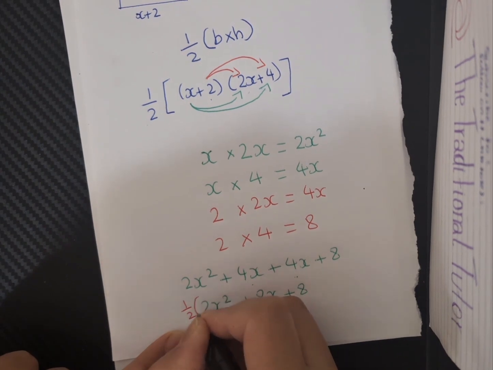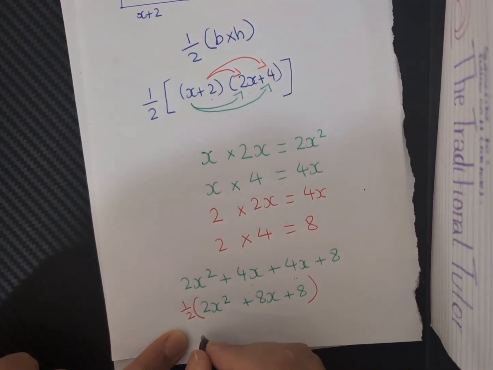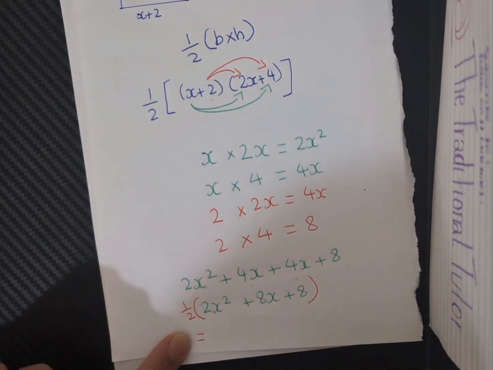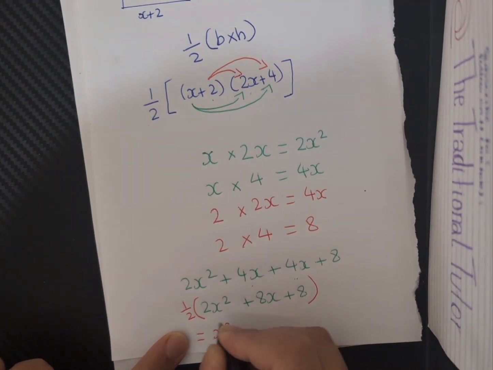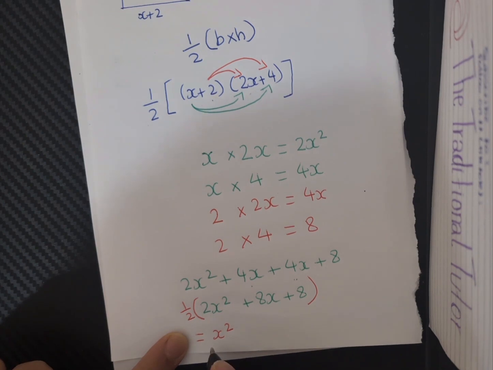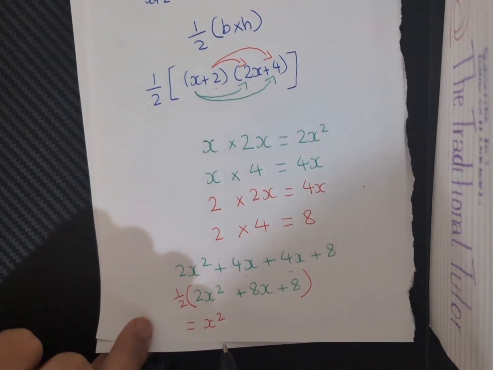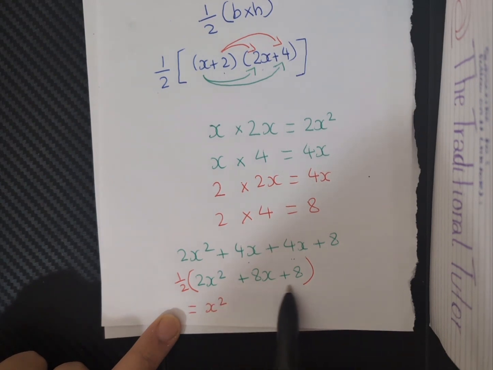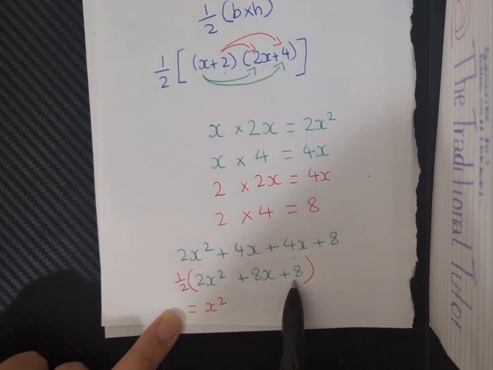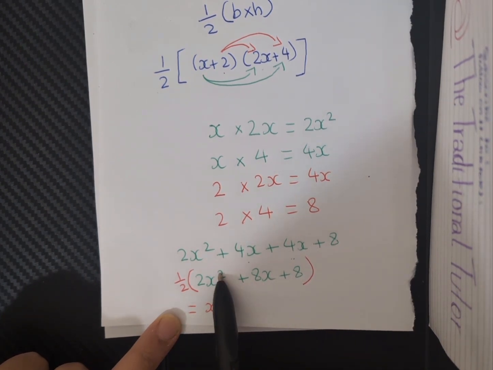So I need to remember to halve all of this. If we halve 2x squared, we will just get x squared because we're dividing 2 by 2, which gives me 1. Something to bear in mind: when you have a half and an algebraic expression, it just means you're halving your coefficients, or your number terms. You're not doing anything to the x or the powers, because it doesn't apply to them. It's only to your coefficients.